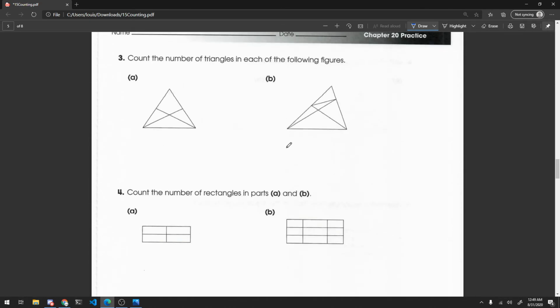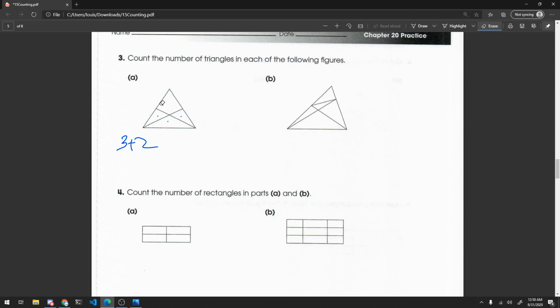Alright, here we have something a little more complicated. We're asked to count the number of triangles in each of the following figures. We can sort of use the same approach here. First, let's count the small triangles. So we have 1, 2, and 3. So we have 3 small triangles, and there are also triangles with 2 shapes inside of them. For example, these ones. We have 1, 2, so we have 2.